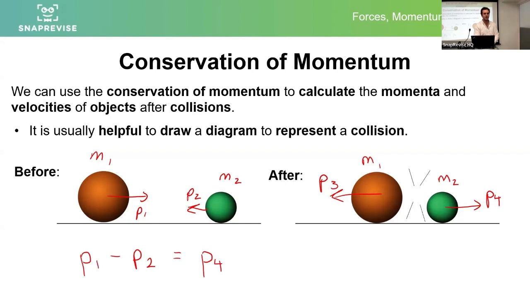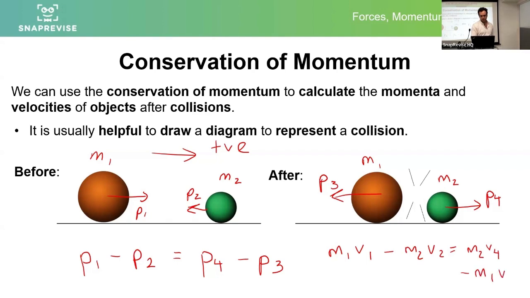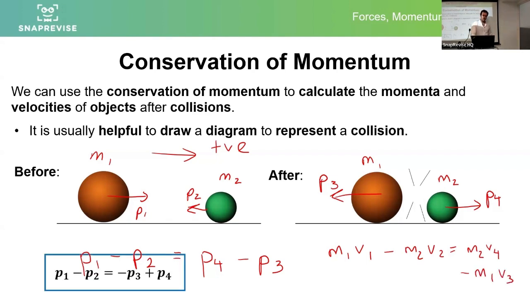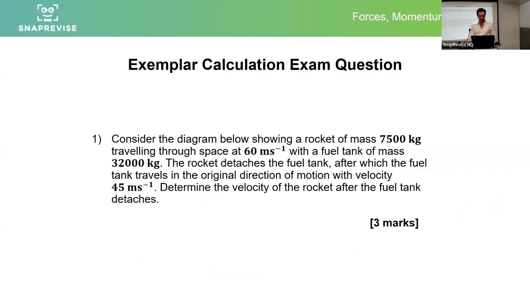indices, these little numbers. So beforehand, the total momentum, defining right as positive, P1 minus P2 equals P4 minus P3. Therefore, you have m1 v1 minus m2 v2 equals m2 v4 minus m1 v3. And then you can imagine once you start dividing those across, you can end up with all sorts of things, and they all look pretty similar, and yeah, horrible.